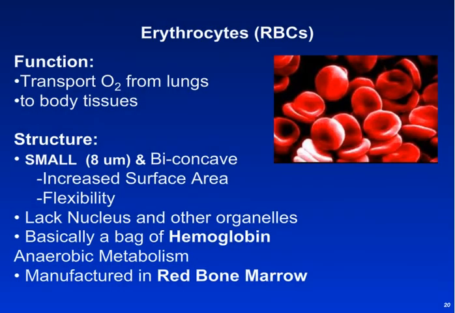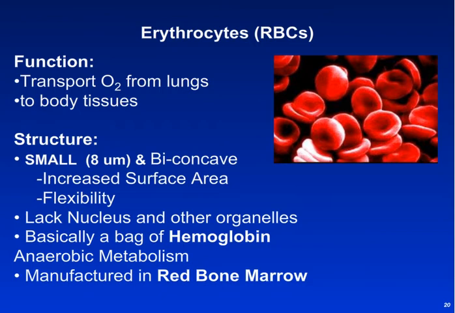Now let's take a look at the most abundant of the formed elements, and that would be the erythrocytes, or red blood cells. As you already know, the function of erythrocytes is to transport oxygen throughout the body. They pick up this oxygen in the lungs, and transport it to the systemic circuit, that is, the body tissues. Red blood cells tend to be very, very small. They're about 8 microns in diameter, and they're also biconcave. They're almost like a donut that's not quite punched through in the middle.